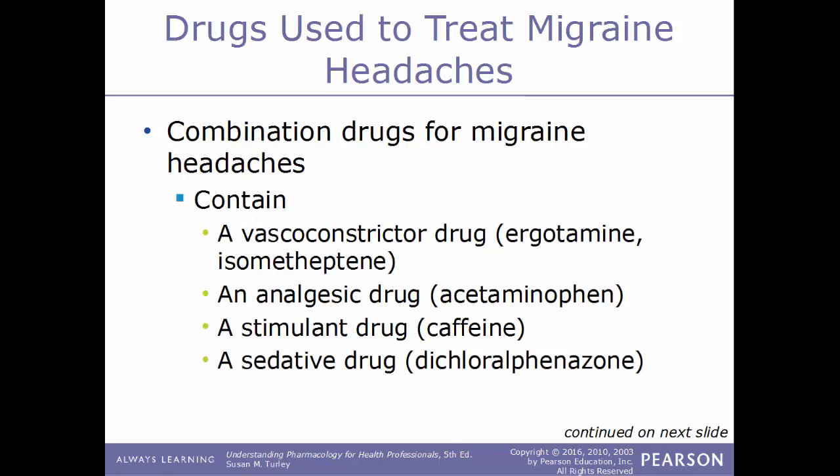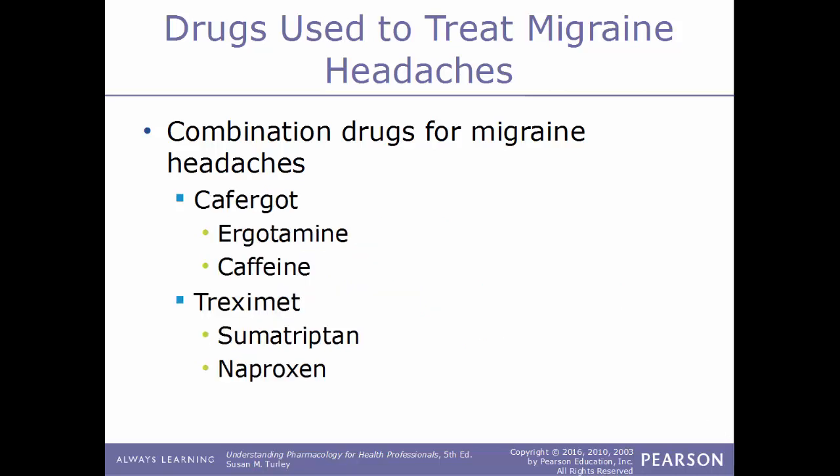Combination drugs for migraines will contain a vasoconstrictor drug, such as ergotamine or isometheptene. It can also include an analgesic drug like acetaminophen, or a stimulant drug like caffeine, or a sedative drug such as dichloralphenazone. Some examples of combination drugs for migraines would include Cafergot, which is a combination drug of caffeine and ergotamine, and Treximet, which is a combination of sumatriptan and naproxen.